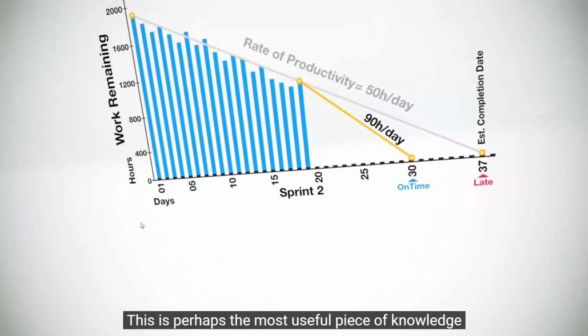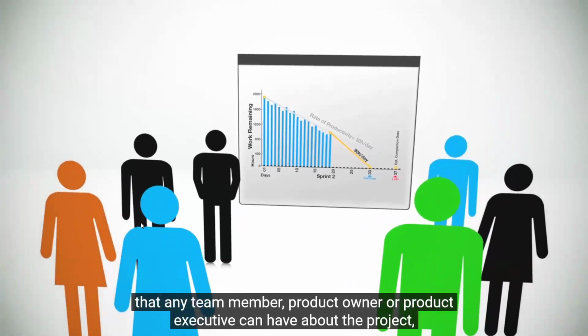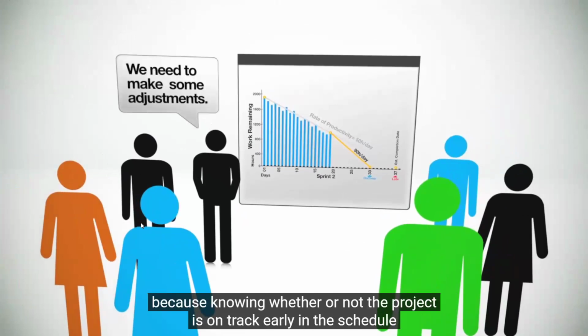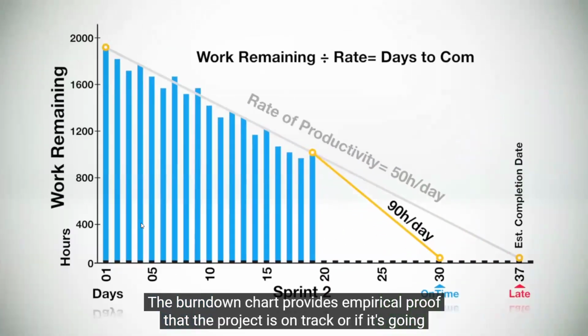This is perhaps the most useful piece of knowledge that any team member, product owner, or product executive can have about the project, because knowing whether or not the project is on track early in the schedule can help teams make the proper adjustments necessary to get the project on track. The burndown chart provides empirical proof that the project is on track or if it's going to be late.